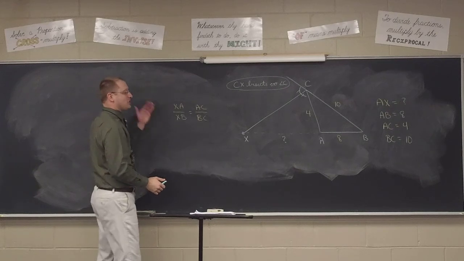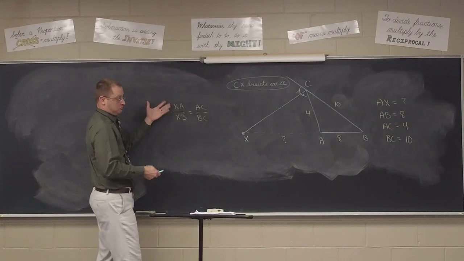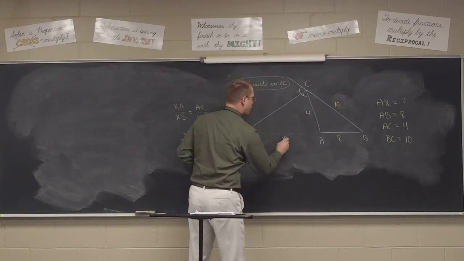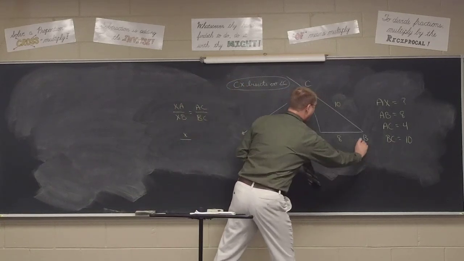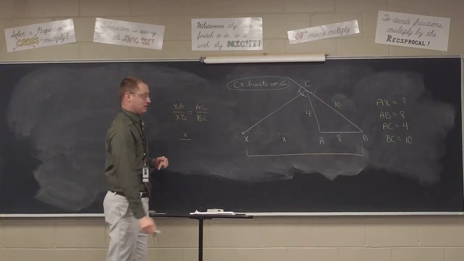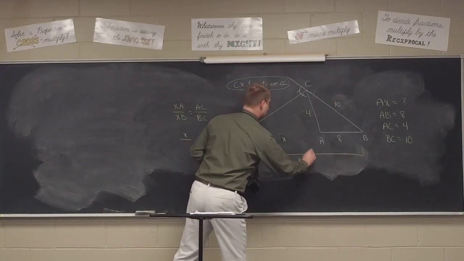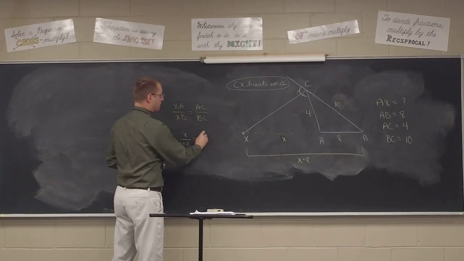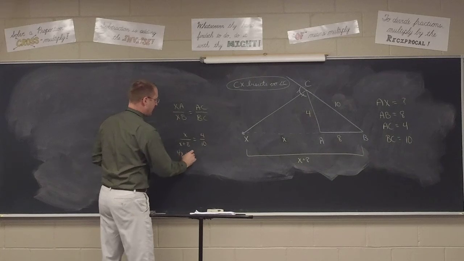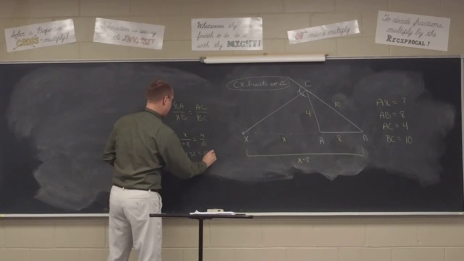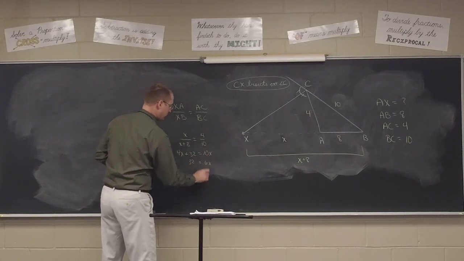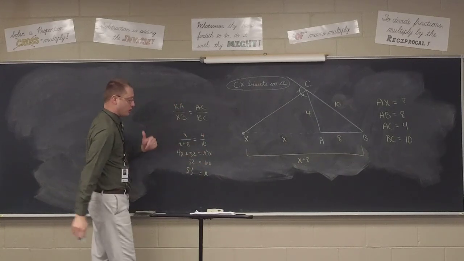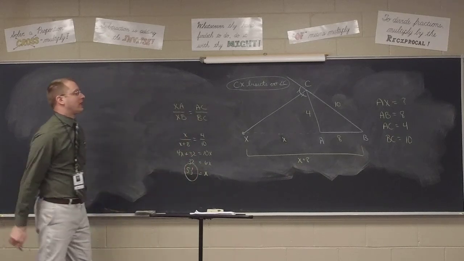Now plugging that in, since I don't know AX, class, let's just call it X. Since I don't know XB, but I've already chosen X to be AX, how should I represent BX, class? You're going to add the two pieces together this time, X plus 8, as 4 is to 10. We cross multiply, and we get, oh, it's not going to work out evenly. We get 5 1/3, and again, no units, so we'll just say 5 1/3 is our length for AX.